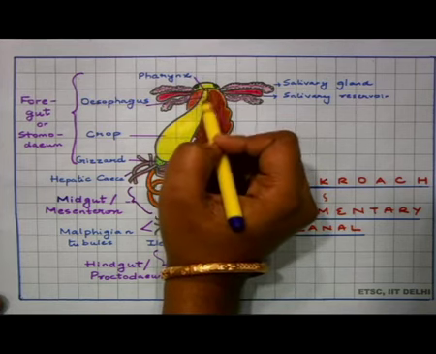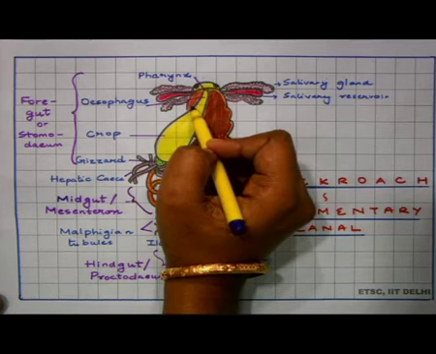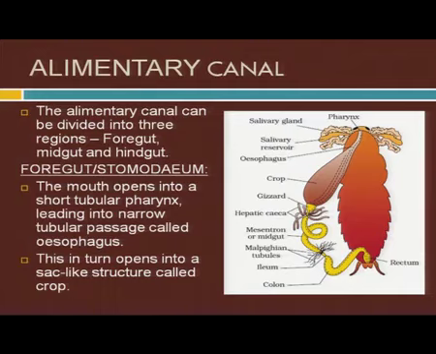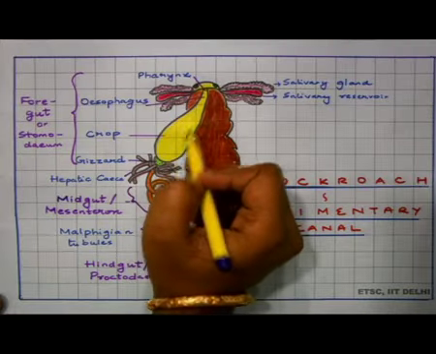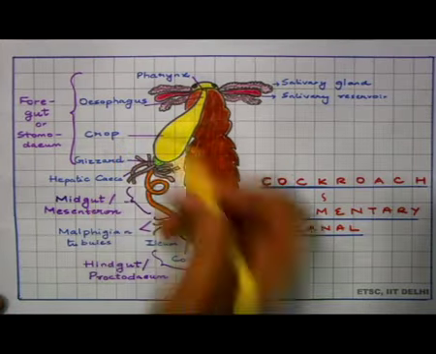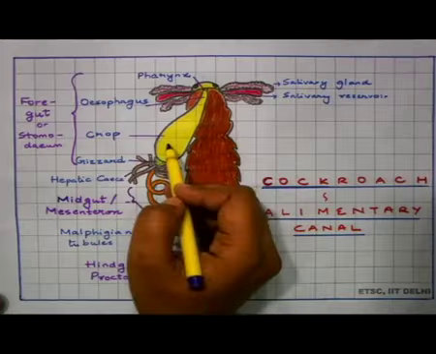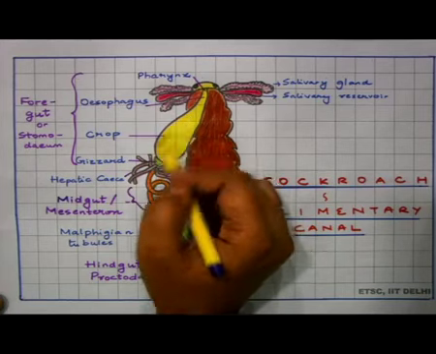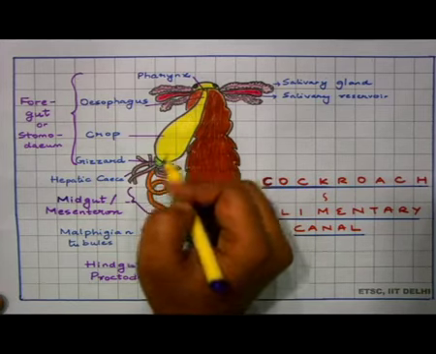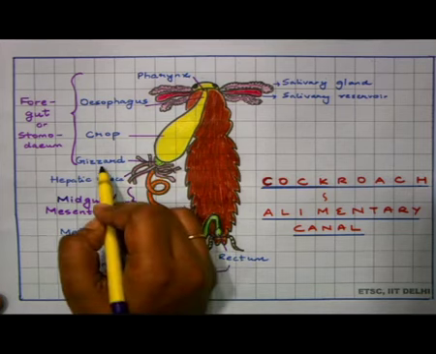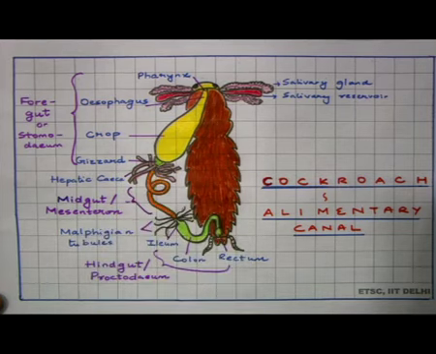Then there is a slender food pipe, a narrow tubular passage known as esophagus, and this esophagus opens into a sac like structure which is known as crop. The function of crop is to store the food. It helps in storing of the food. Below the crop, again a small sac like structure is present, which is known as gizzard or proventriculus.